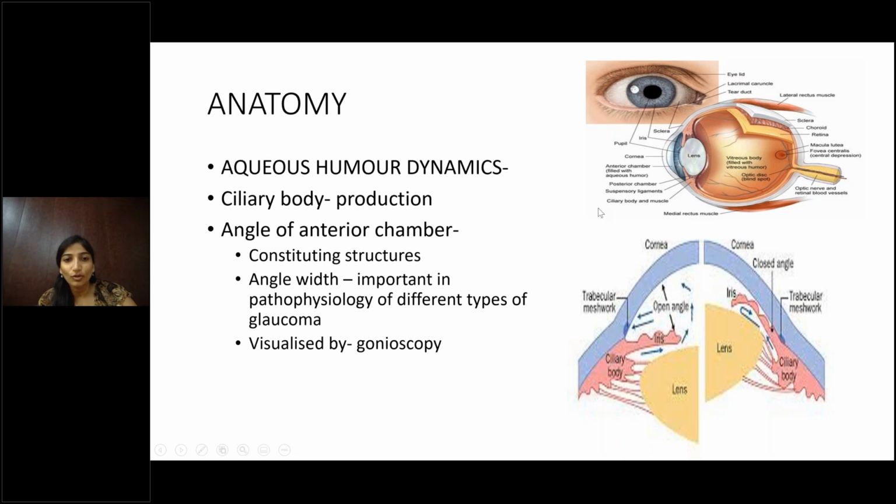All right. So what are the structures which constitute the anterior chamber angle? You have the cornea anteriorly and you have the iris posteriorly. So this space in between them is called the chamber angle. We'll be discussing the components separately. And this angle can be visualized on gonioscopy, not on routine slit lamp.